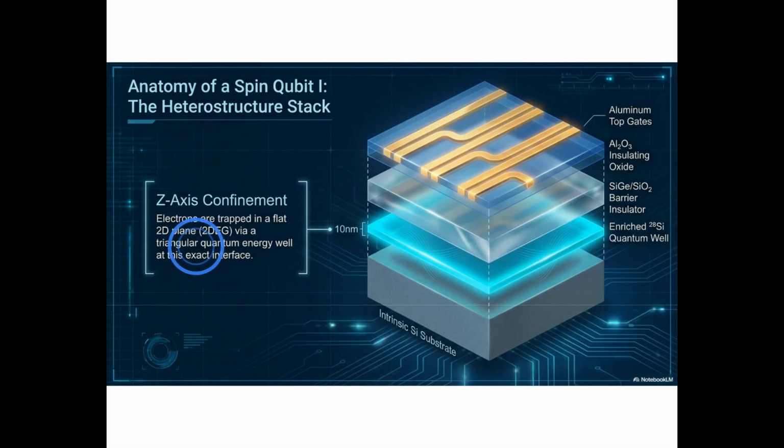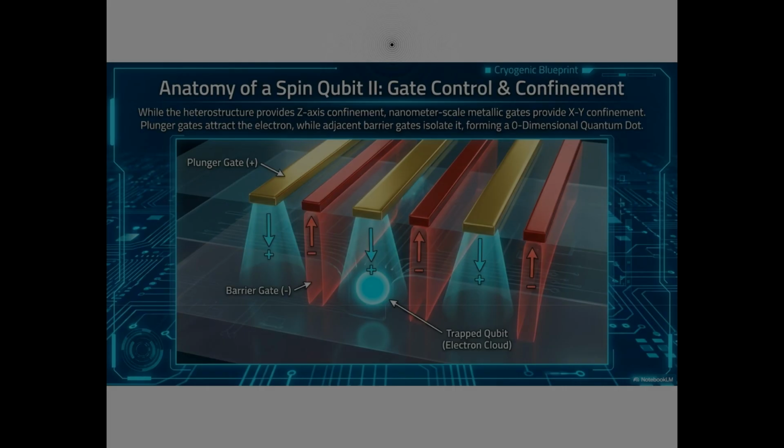The concept here is called z-axis confinement. The ultra-thin quantum well traps electrons in a flat two-dimensional plane, reducing a three-dimensional problem to 2 dimensions, setting up the lateral gate control we will see in the next slide. This is a cryogenic blueprint, meaning this device operates inside a dilution refrigerator at temperatures colder than outer space.